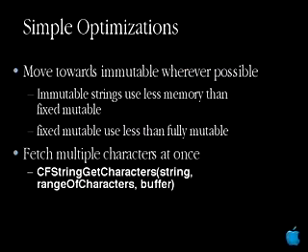So let's start with the simplest things you can do. Move towards immutable whenever possible. Immutable strings use the least amount of memory of any string because we don't have to worry about the extra overhead necessary to grow the string, right? Likewise, fixed mutable uses less than fully mutable. Secondly, if you're going to have to walk the entire string, fetch multiple characters at once. And you can do that using the getCharacters API and simply pass a buffer of characters.